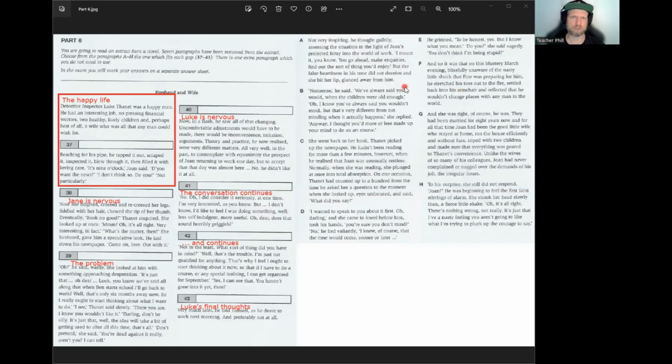Not very inspiring, he thought guiltily, assessing the situation in the light of Jones' projected foray into the world of work. I meant it, you know. You go ahead and make inquiries, find out the sort of things you enjoy. But the false heartiness in his tone did not deceive, and she bit her lip, glanced away from him.